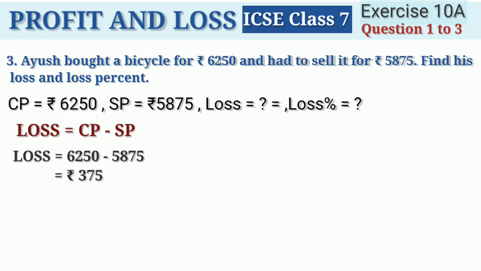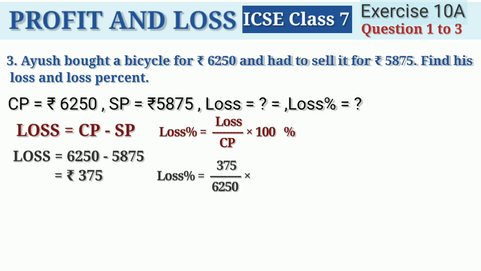Next we have to find loss percent, and formula to calculate loss percent is loss upon CP into 100. One thing you have to keep in mind, that both formulas, gain percent formula and loss percent formula, have CP in the denominator, cost price in the denominator. Now we have loss 375, we have cost price 6250. Let us substitute these values and calculate loss percent.